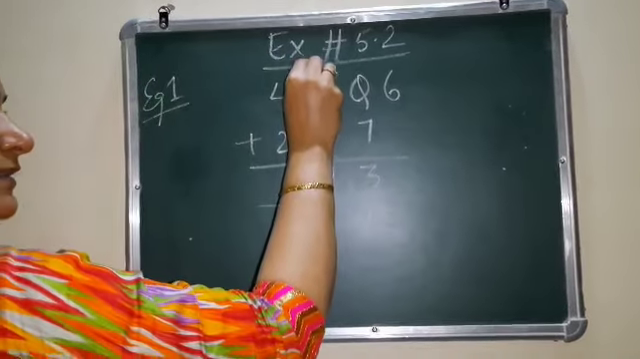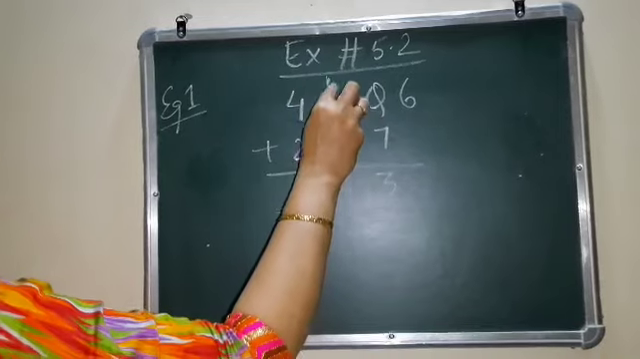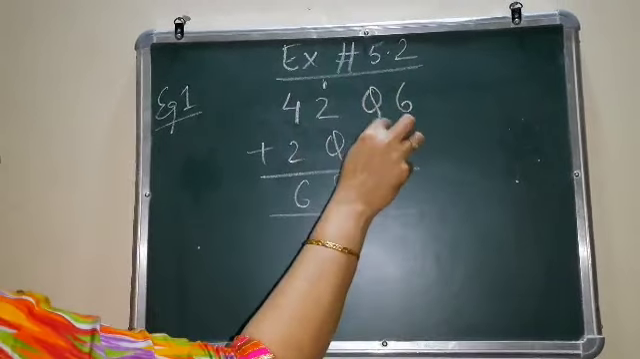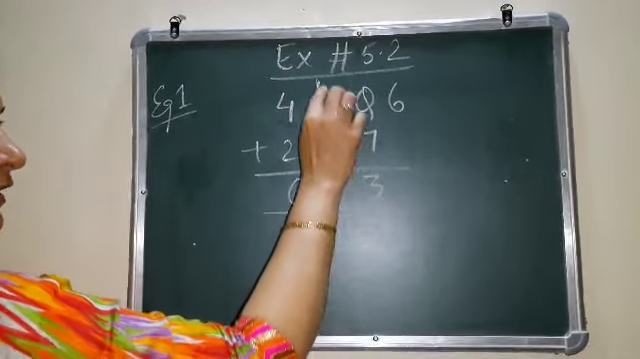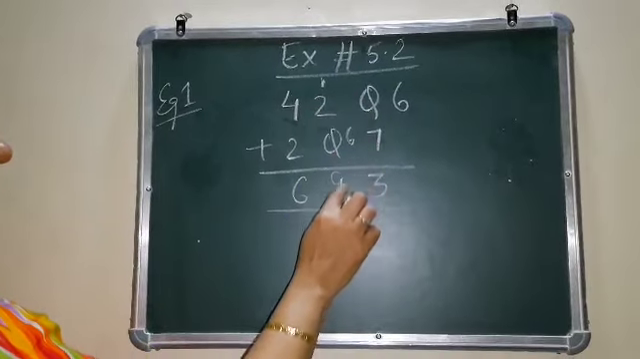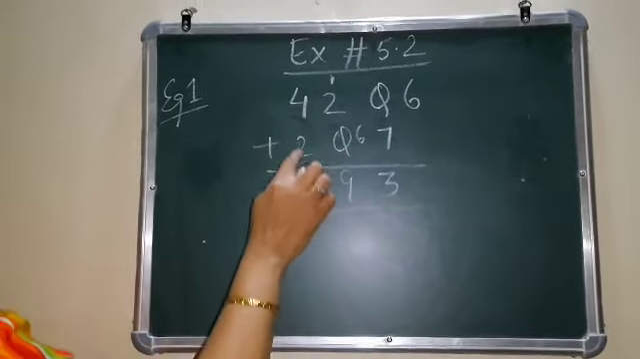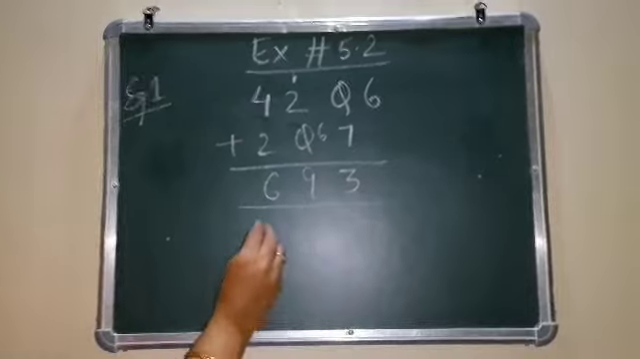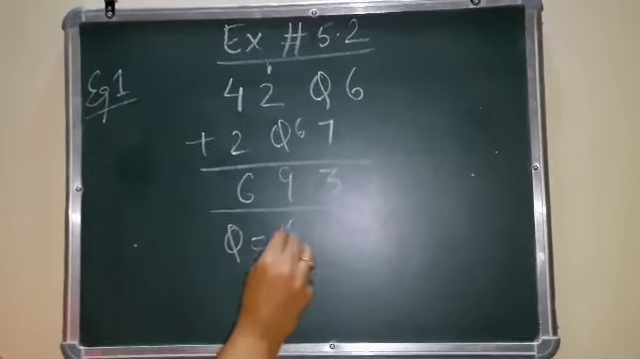Now 1 is carried here. So 2 plus 1 is 3, and we have to put the same number 6 here. You can see 2 plus 1 is 3, 3 plus 6 is 9. So 4 plus 2 is 6. So we have got the answer. That means Q is equal to 6.